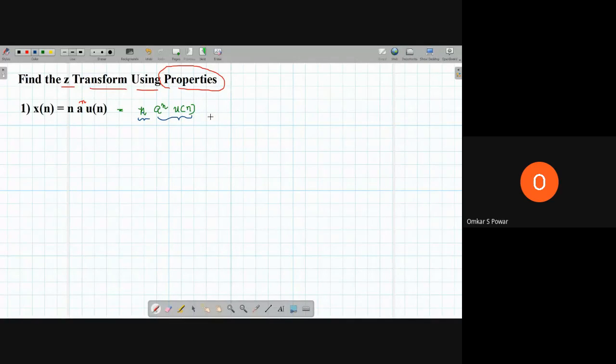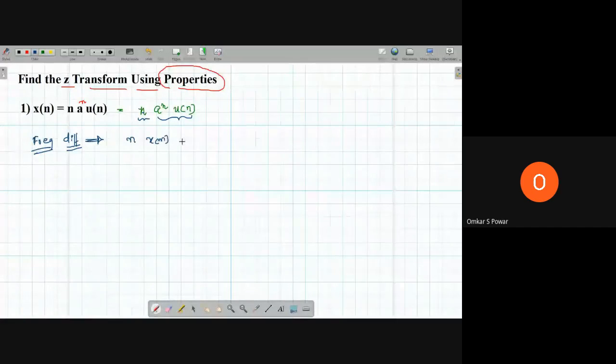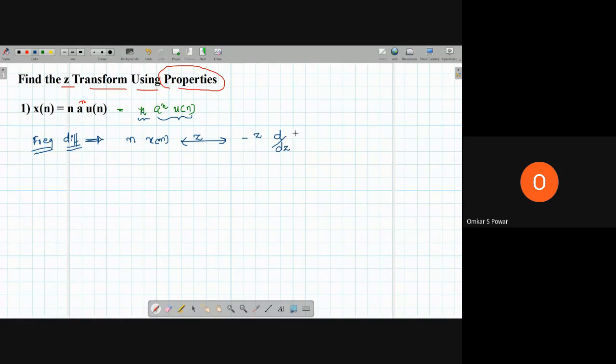If you observe this problem properly, this is in the form of n into x of n. In yesterday's class, we did a derivation with respect to properties. This one is particularly frequency differentiation. According to the frequency differentiation property, the Z transform of n into x of n is nothing but minus z d by dz of x of z.